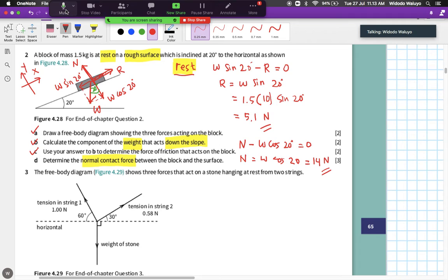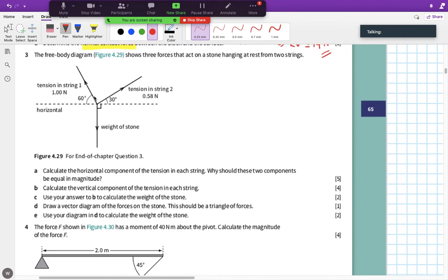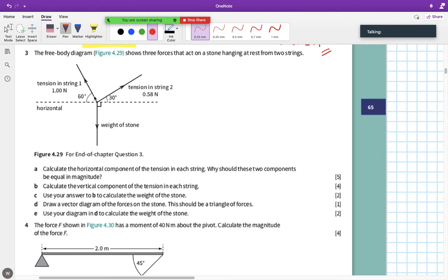Right. We continue to number three. I scroll up. We have about 15 more minutes. Let's try to solve this number three.